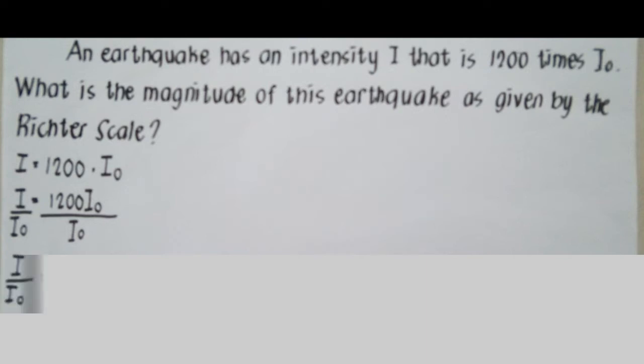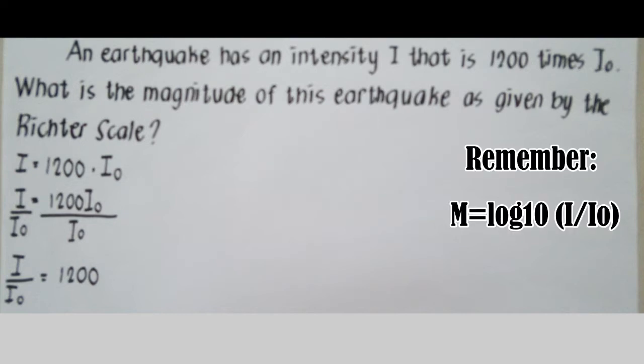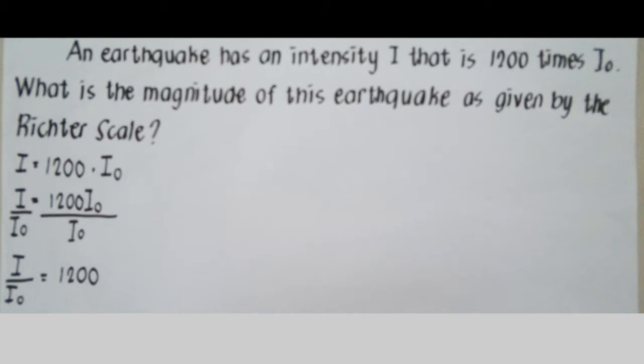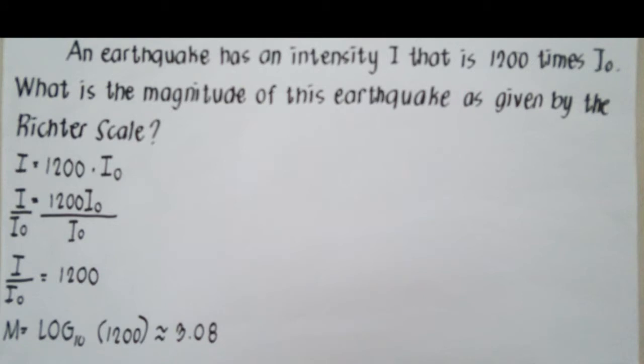So it would be given as: I over I sub naught equals 1200. So we now have the intensity of the magnitude of this earthquake. What we only need is to substitute this 1200 into the formula. So M equals log base 10 of 1200. That would give us approximately 3.08. So the magnitude of the earthquake as given by the Richter scale is 3.08.